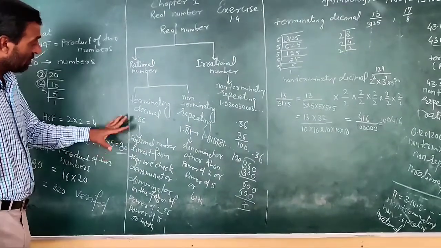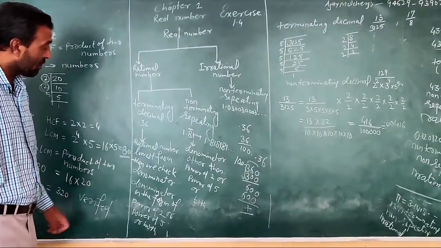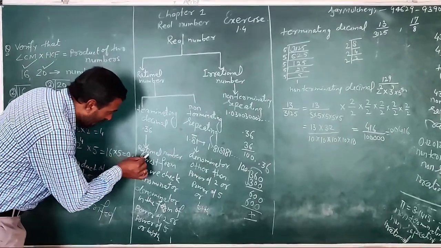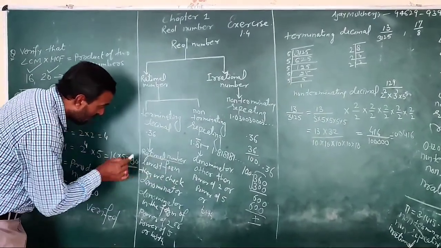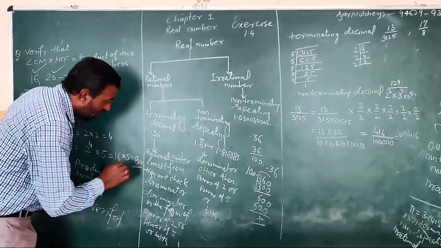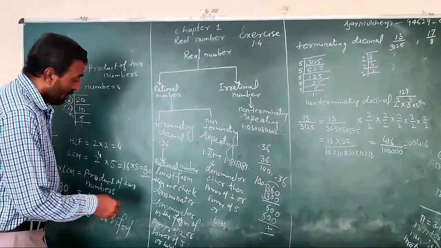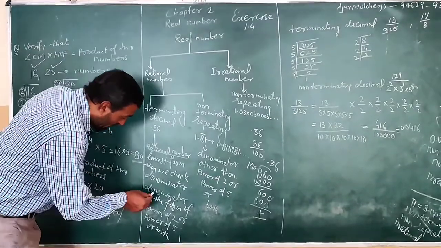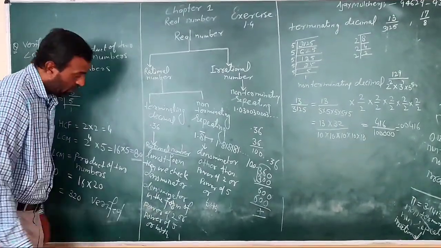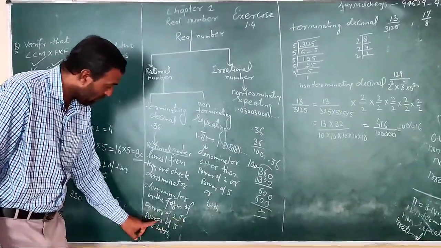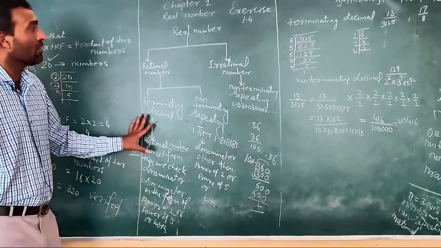And how can we check whether this is a terminating decimal? For example, first of all a rational number is given, and we convert the rational number into its lowest form. After the lowest form, we check the denominator. If the denominator is in the form of a power of 2 or a power of 5 or both, then it is a terminating decimal.